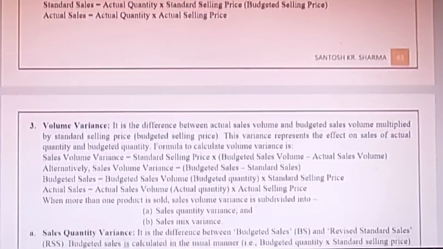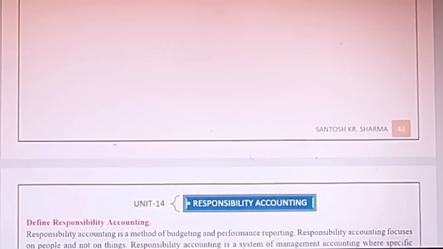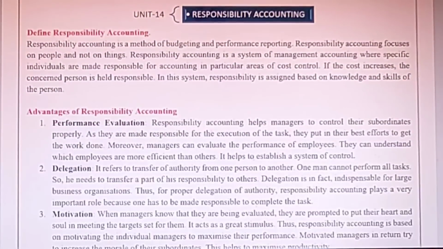Okay, let's move ahead. The next unit, which is more important, is on responsibility accounting. Responsibility accounting is basically a new concept, and as I have written the definition here, responsibility accounting is a method of budgeting and performance reporting. And responsibility accounting focuses on people and not on things or cost. You can define it this way: it is a system of management accounting where specific individuals are made responsible for accounting in particular areas of cost control. Basically, a single person is given the responsibility to control the cost. So that is called performance responsibility accounting.